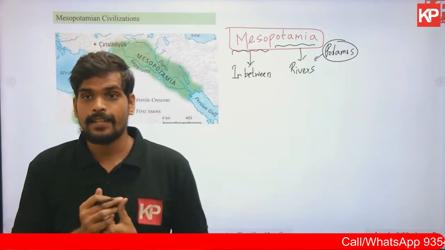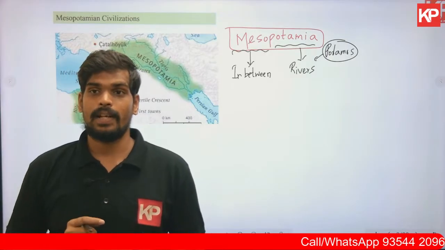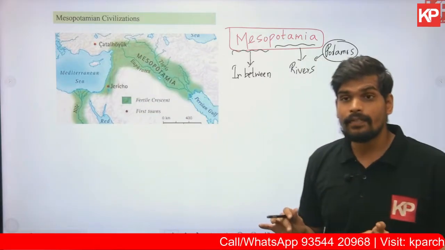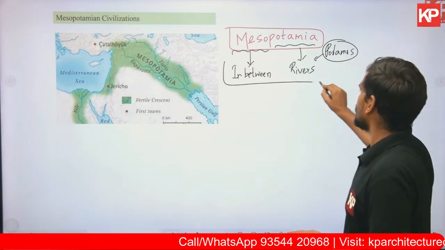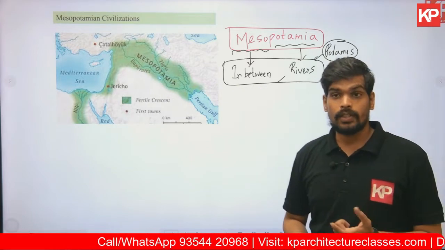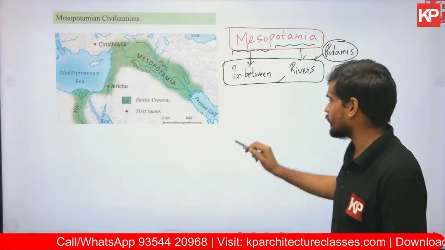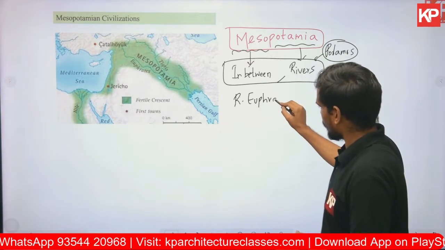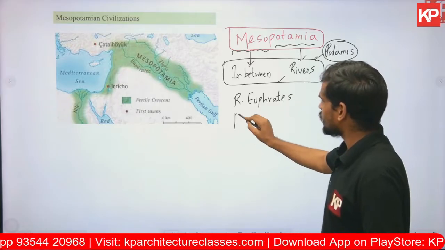So what is the English translation of this word Mesopotamia? In between rivers. So Mesopotamia is a geographic region which falls in between two rivers. And which two rivers are we talking about here? I already told you the names, and you have to remember the names of those river systems. River Euphrates and river Tigris.